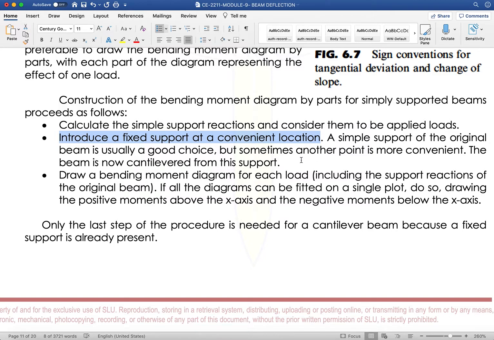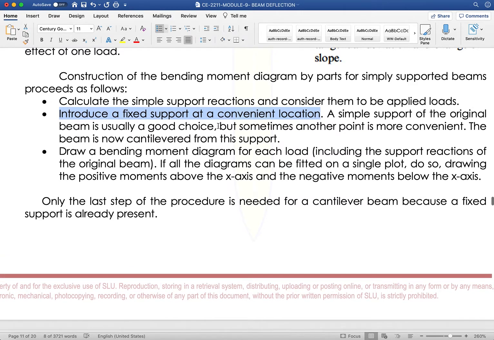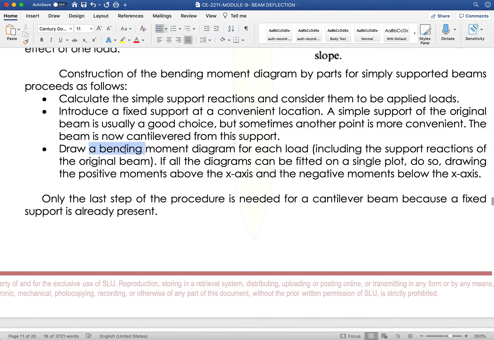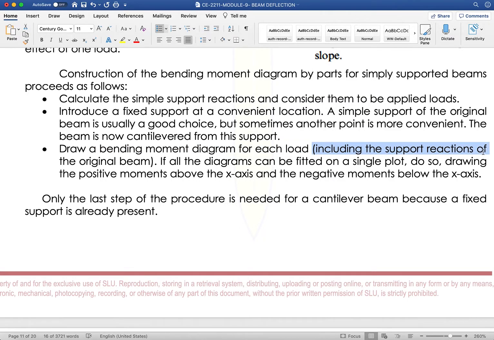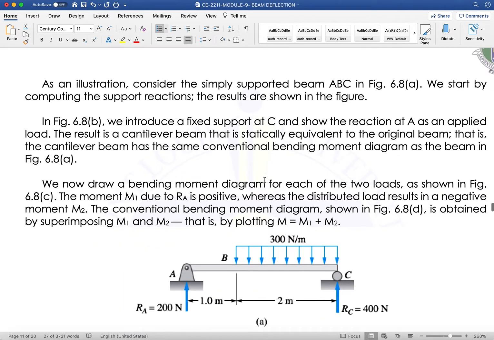Okay, a simple support of the original beam is usually a good choice, but sometimes another point is more convenient. The beam is now cantilevered from this support. Draw a bending moment diagram for each load, including the support reactions of the original beam. If all the diagrams can be fitted in one single plot, do so, drawing the positive moments above the x-axis and the negative below the y-axis.